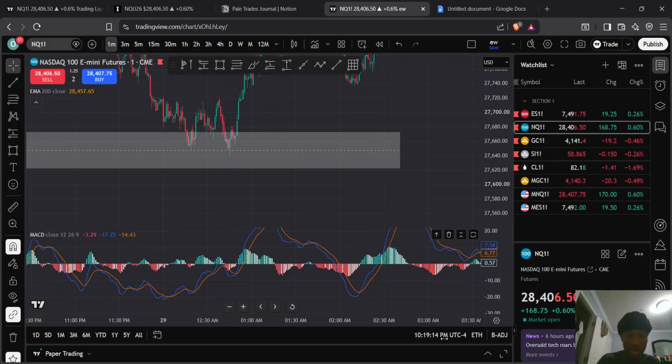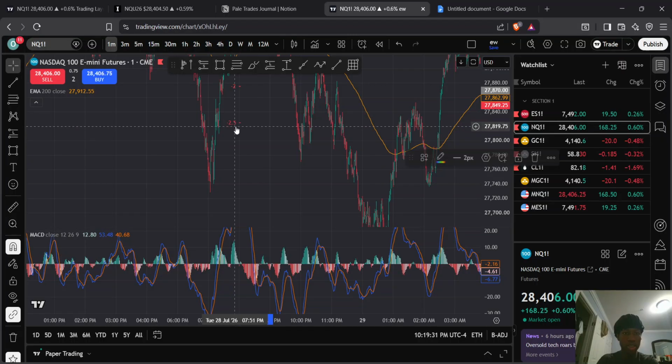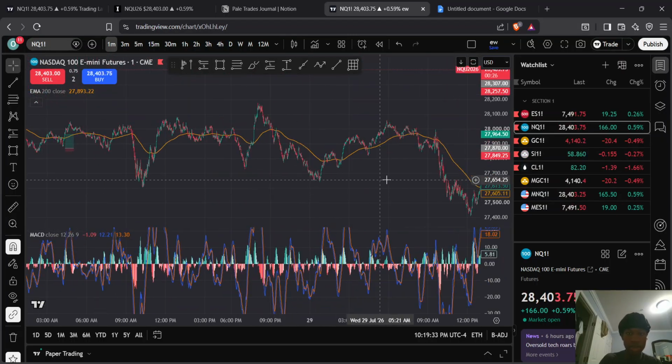MACD is not an entry trigger because you will be late. You will be late every time if you try to rely on the MACD to find your entries. That's why you have to use other confluences. And then another part of my strategy I use is the volume profile, right?